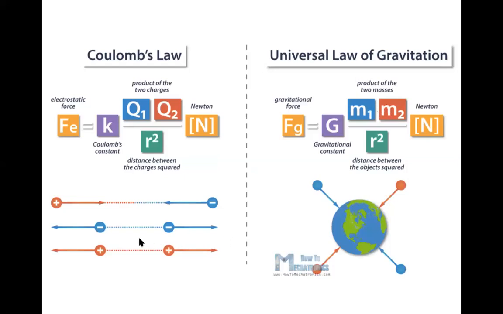And the other difference that's obvious in this graphic is that Fe can be attractive or repulsive, whereas force of gravity can only be attractive. They are both calculating for a force in newtons. We do care about the direction if we're finding a total force. They both are inversely proportional to the square of the center to center distance.